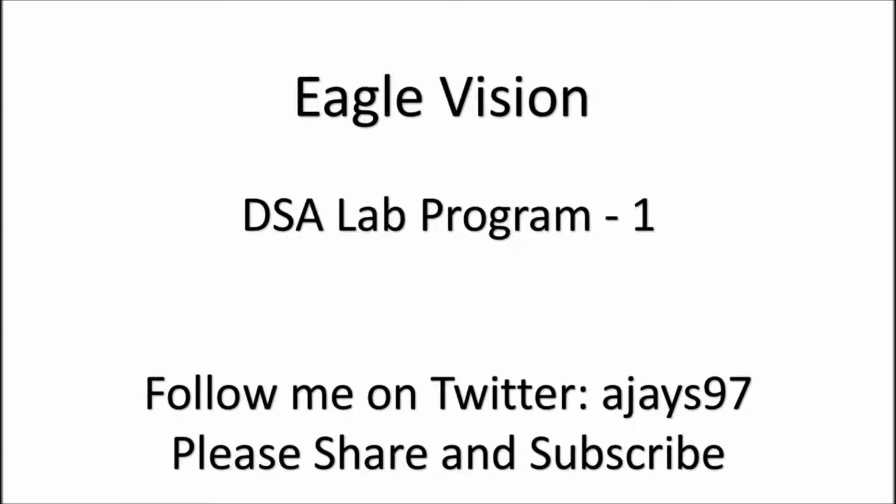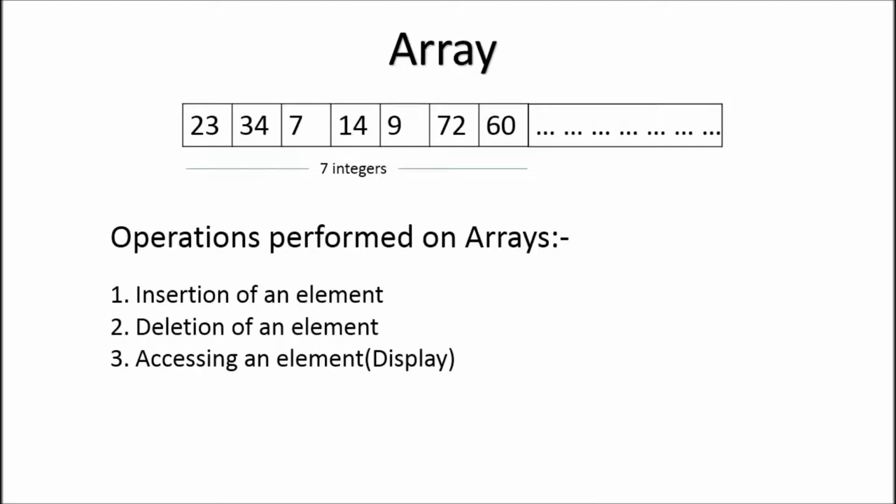Without wasting much time, let's get started with our first lab program that will be basically on arrays. So let's see what basically an array is. An array is a primitive data structure that can hold multiple items of a single data type. Here we have an example array that contains 7 integers. All these values 23, 34, 7, 49, are of a single data type. They are integer values, right?